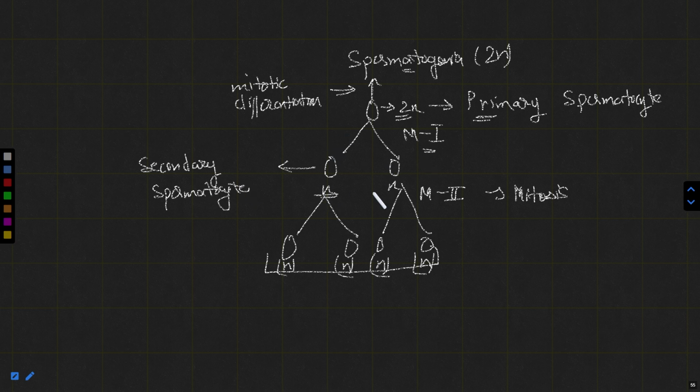So these will be haploid. Then meiosis 2 will take place. And what will be formed? Spermatids. So 4 spermatids are formed. And these spermatids will transform into what? Spermatozoa.